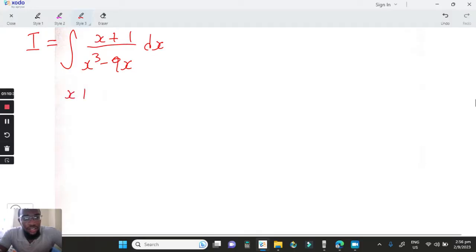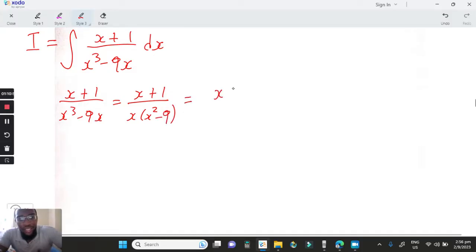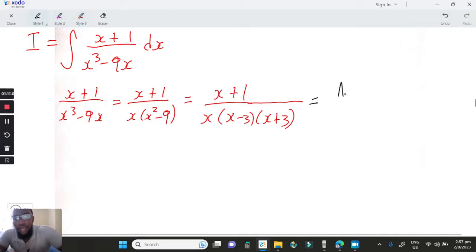So (x plus 1) over (x cubed minus 9x) is really (x plus 1) over x times (x squared minus 9), which is really (x plus 1) over x times, this is a difference of two squares, (x minus 3) times (x plus 3). So it works out super easy. It's going to be A over x plus B over (x minus 3) plus C over (x plus 3).